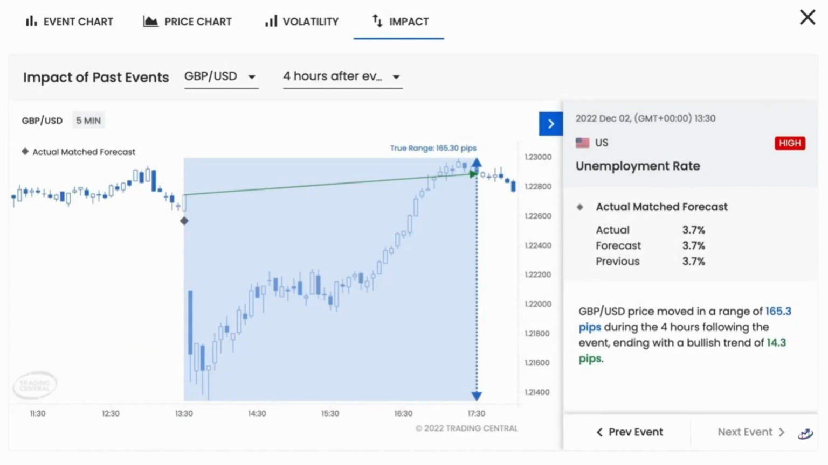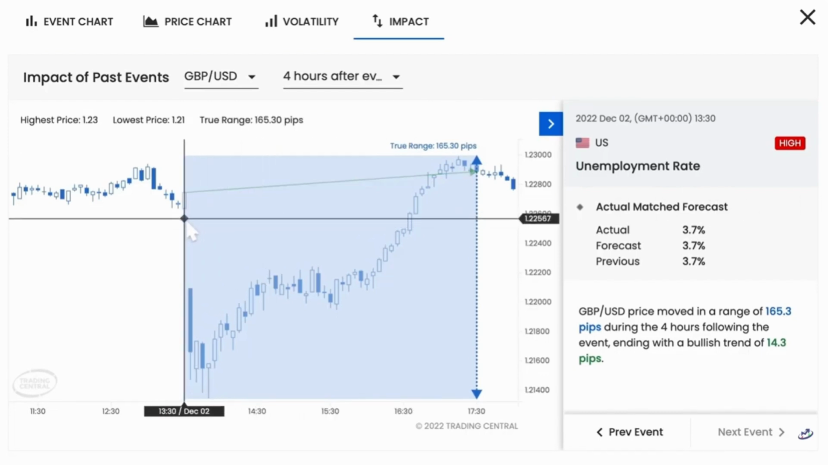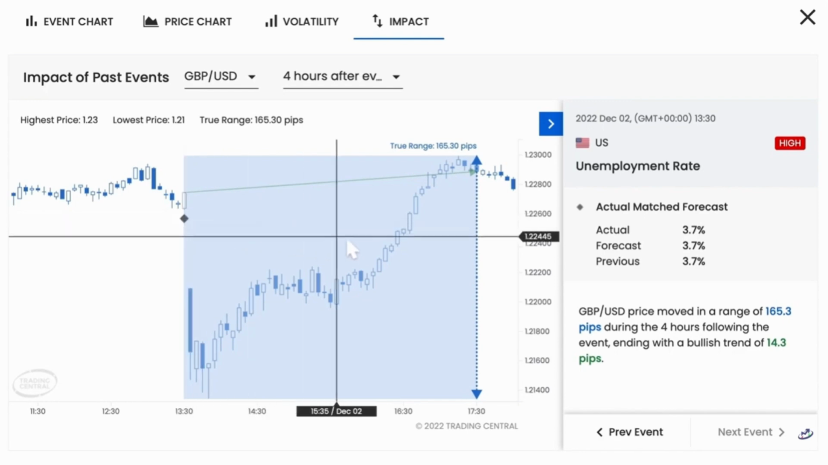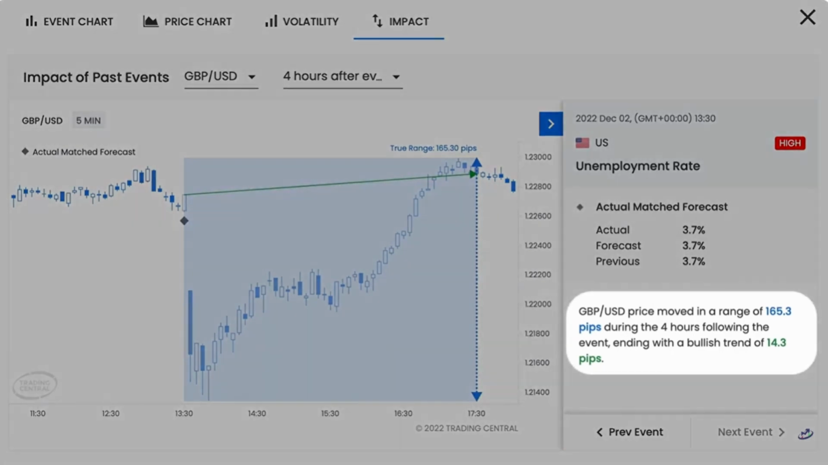We can easily see what happened to the price in the 15-minute price chart during this time. The gray diamond is the economic event, where we can see the actual and forecasted values for the rate right along the right. Looking at the price chart, we can see in this 4-hour time frame that the pound US dollar price moved a range of 165.3 pips, ending with a bullish trend of 14.3 pips.